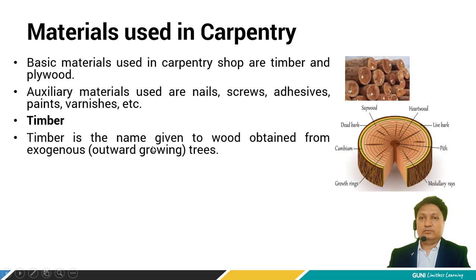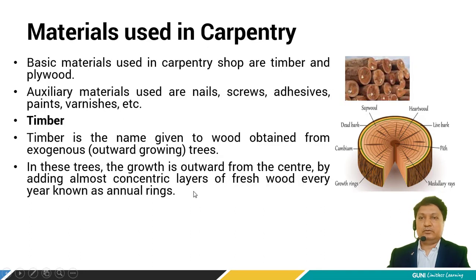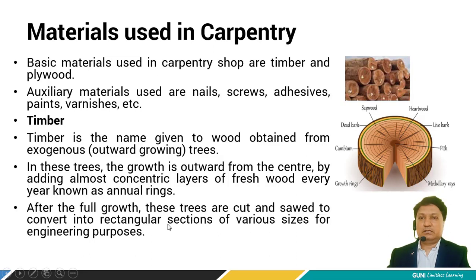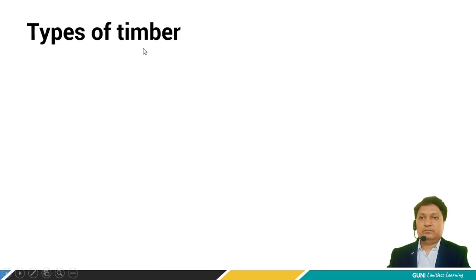Timber is the name given to the wood obtained from exogenous or outward growing trees. In this figure we can see the various elements of the cross section of wood. In these trees the growth is outward from the center by adding almost concentric layers of fresh wood every year, known as annual rings. After the full growth, these trees are cut and sawed, converted into rectangular sections of various sizes for engineering purposes. Now let's see about types of timber.